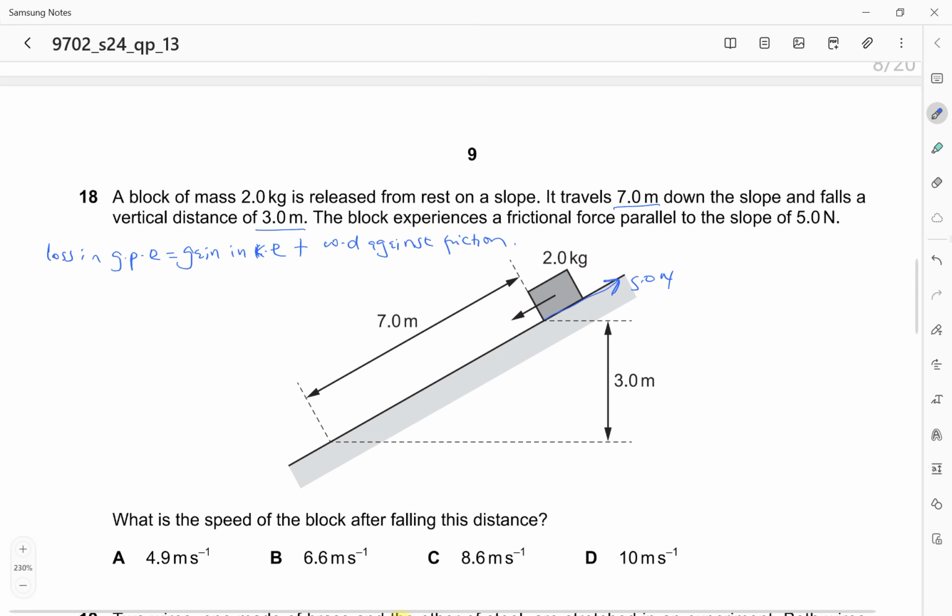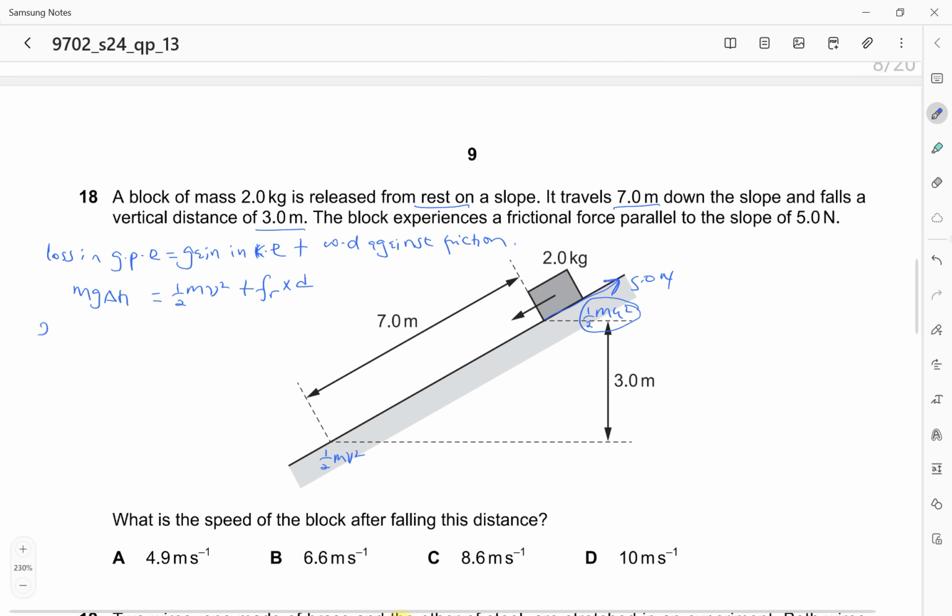So the loss in gravitational potential energy is going to be given by mgh, the change in height. The gain in kinetic energy is going to be a half mv squared minus a half mu squared. But remember, it was initially at rest, so this one is initially 0. So the change is simply a half mv squared, plus the work done against friction, which is the frictional force times the distance moved parallel to the frictional force.